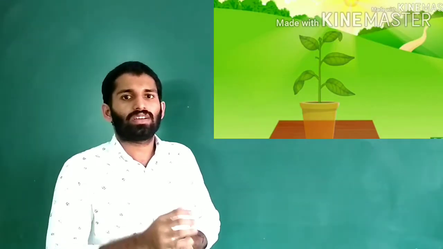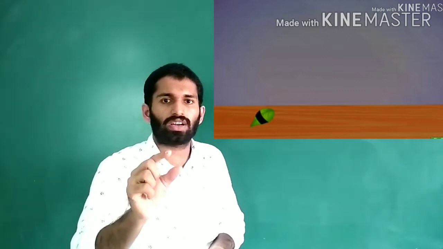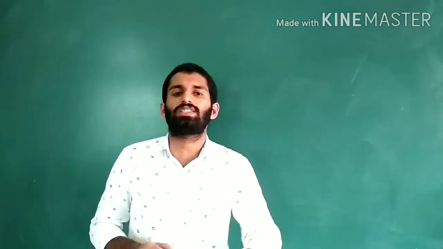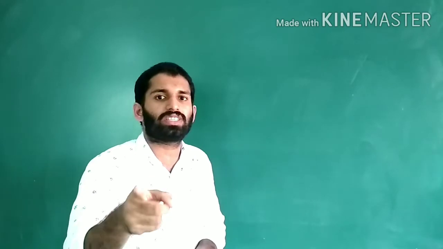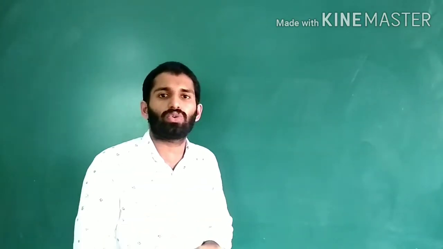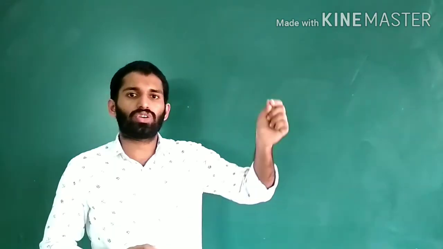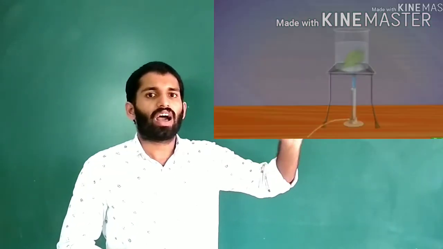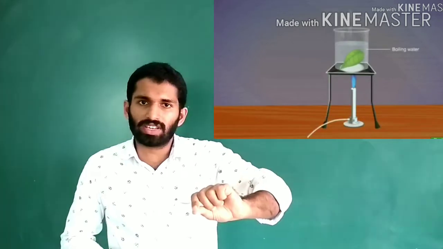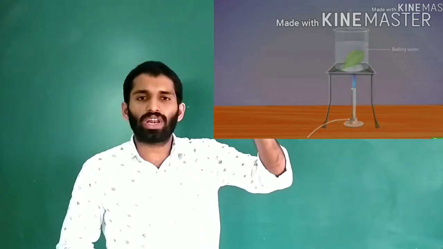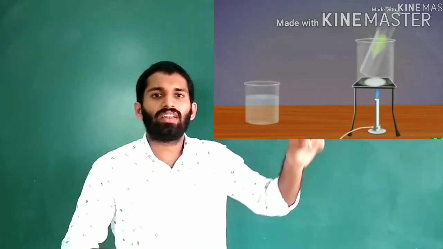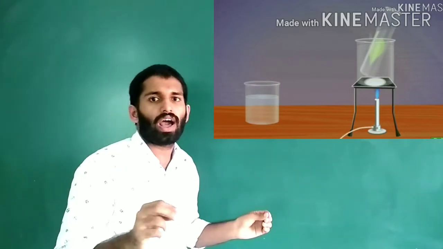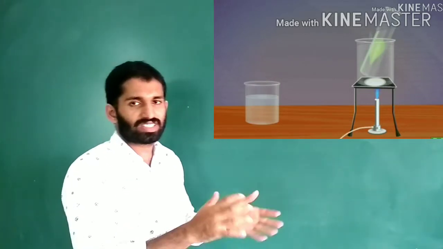You should pluck the leaf which you have covered with a black paper, and now you should do the starch test. In the first experiment we have studied how you will do a starch test in a leaf. You should take that leaf and first boil it in water, then boil it in alcohol, then dip it in water and finally add 1 or 2 drops of iodine. And you should check what is happening.